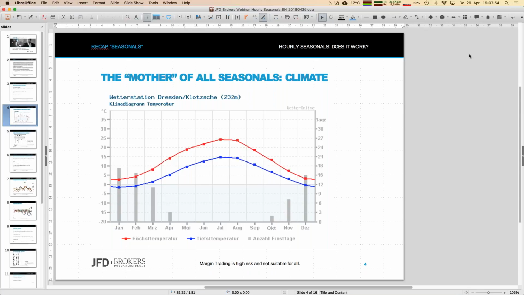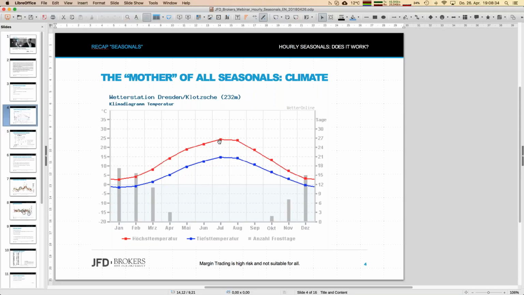And of course, if I talk about seasonals, then the best is to talk about climate. What you see here is the climate situation where I live, close to Dresden, and the recordings are done at the airport, that is Dresden Klotsche. Anyhow, what do we have here? Of course, we have the temperature during the year for each month, daily high and daily low. And there's an additional thing here, how many days we have below zero.